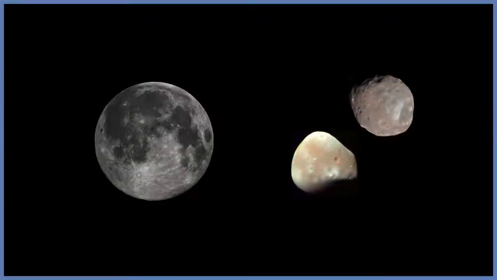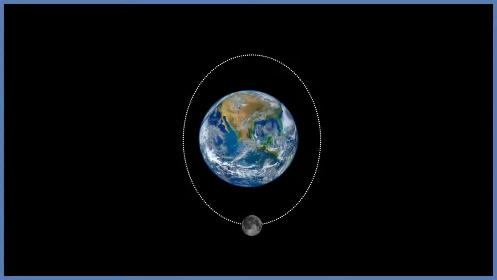However though, looking at Mars's moons, we see that they're irregularly shaped, and the moon is rather large compared to its parent planet. In fact, the moon is the largest moon in the solar system compared to its parent planet.